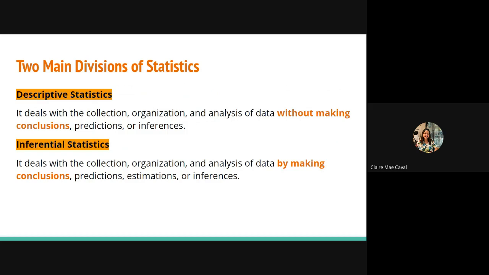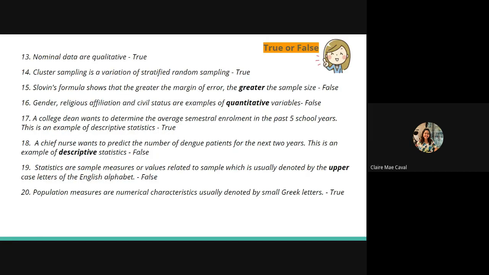Even for COVID-19, they use inferential statistics to predict or estimate the outcome of the different strategies implemented by LGUs, DOH, and IATF. Okay? So this is the difference between descriptive statistics and inferential statistics. Again, these are the two main divisions of statistics. Let's go back. Number 18, a chief nurse wants to predict the number of dengue students for the next 2 years. This is an example of descriptive statistics. False. It should be inferential statistics.